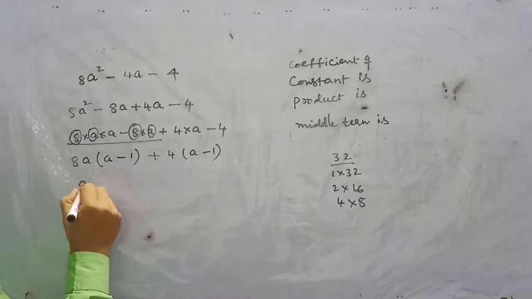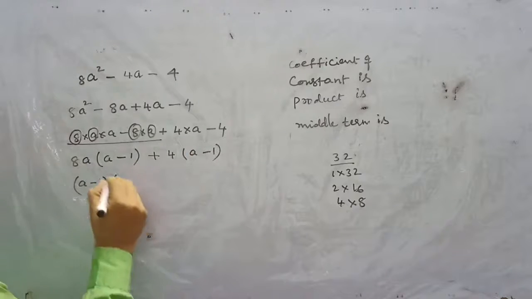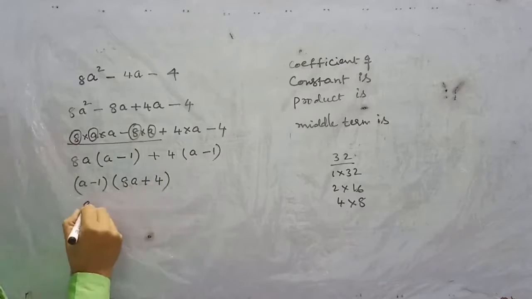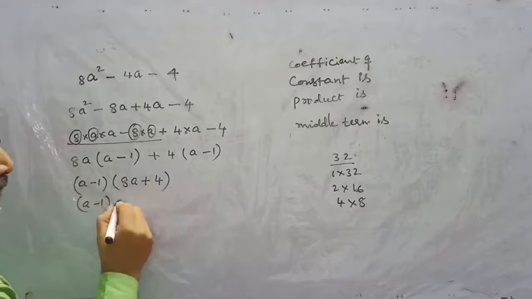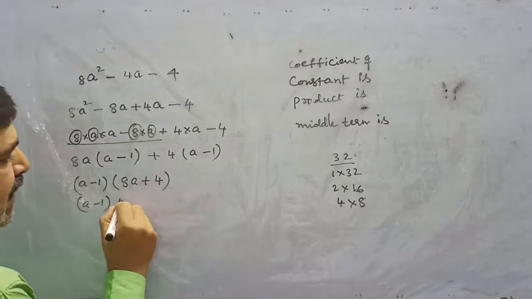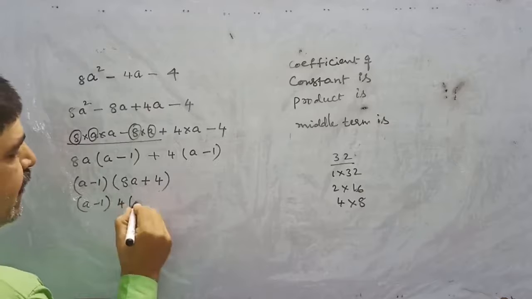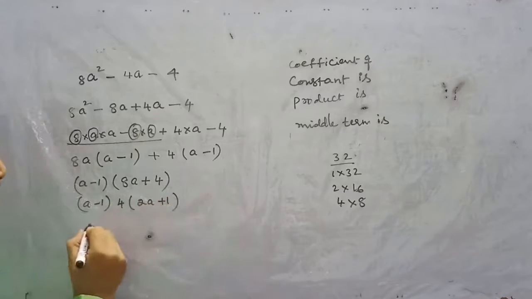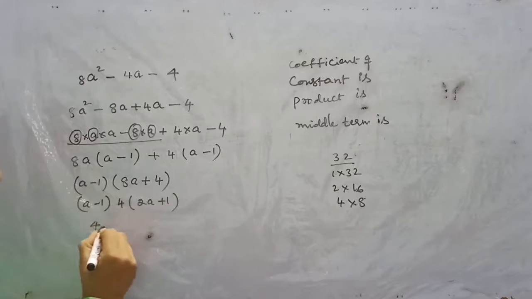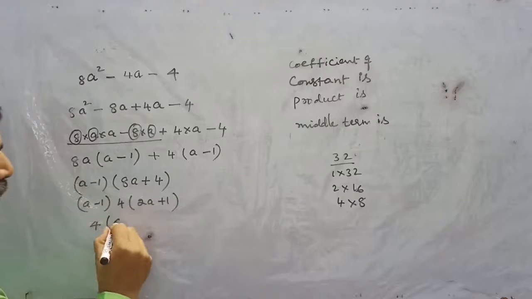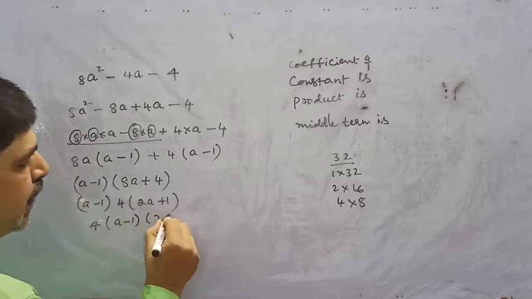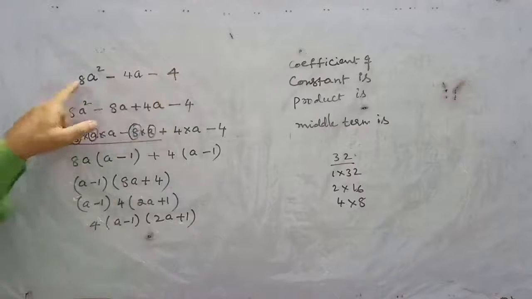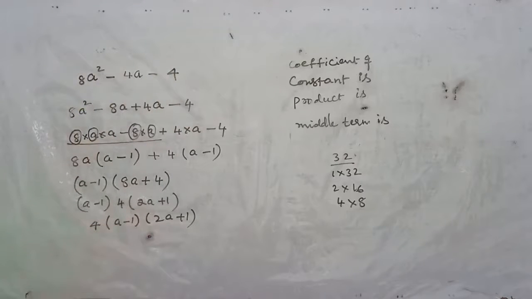Now a minus 1 is the first factor and the next one is 8a plus 4. Okay, in this also, a minus 1 into 8a plus 4. 4 is the common factor. We can write this one as 2a plus 1. So totally these factors are 4 into a minus 1 into 2a plus 1. So whenever we change the multiples, we will get different factors. Okay.